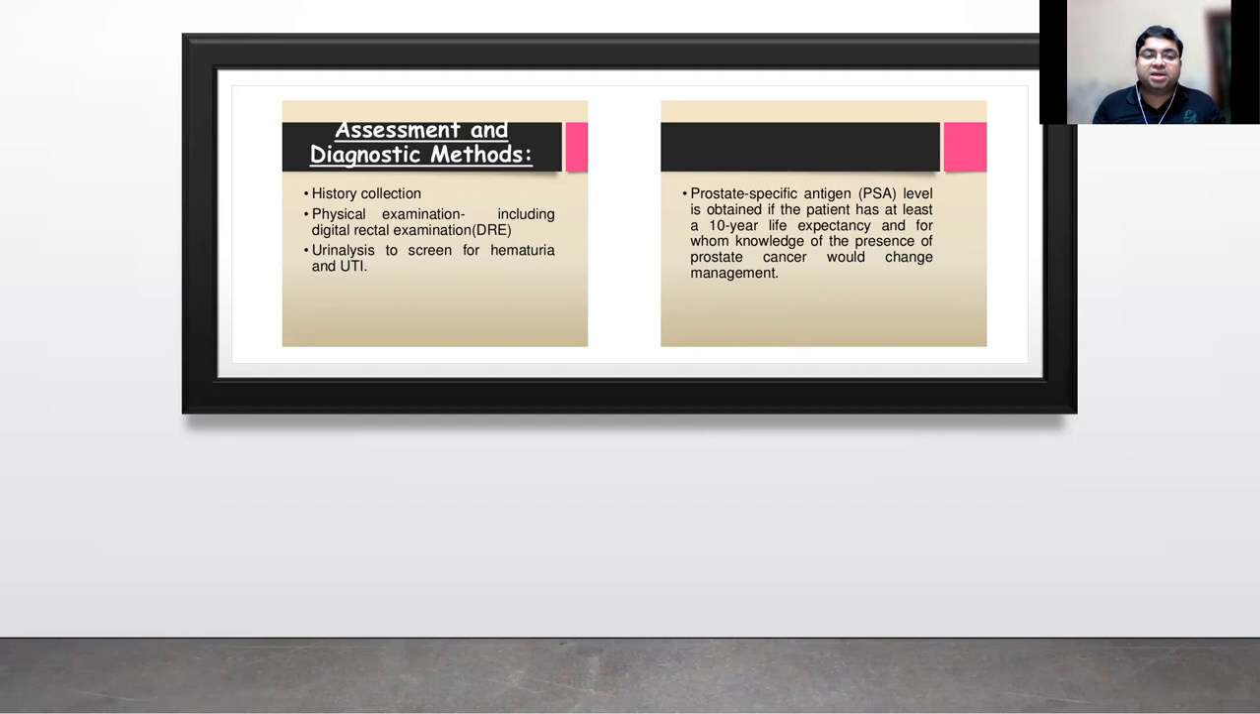The thing is, PSA is actually a screening test for prostate cancer. It also helps in following the progression of disease. If a person has a PSA of more than 4, you can think that he may be harboring prostate cancer, as per screening studies.